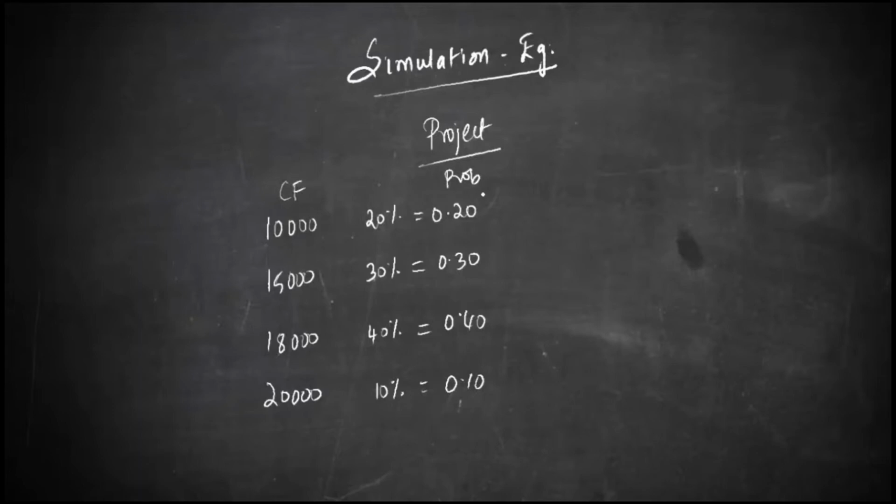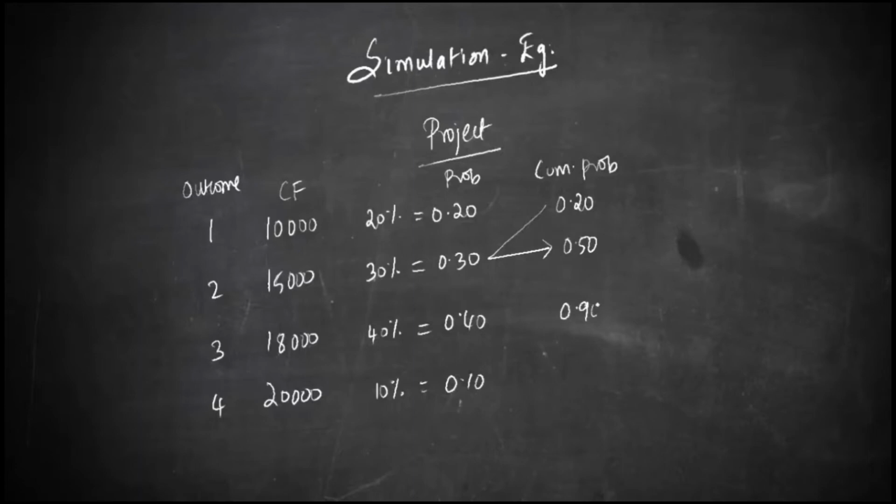Now if you want to approach this issue through a simulation model, then you have to develop what is known as cumulative probability. That is, for each and every scenario you will aggregate the probability. So you had 4 outcomes, right? You have outcome number 1, 2, 3 and 4. For your outcome 1, cumulative probability is 0.20, whereas for your outcome 2, the cumulative probability is 0.2 plus 0.3, which is 0.50. And for your outcome 3, the cumulative probability is going to be 0.90, and for outcome 4, your cumulative probability is going to be 1.